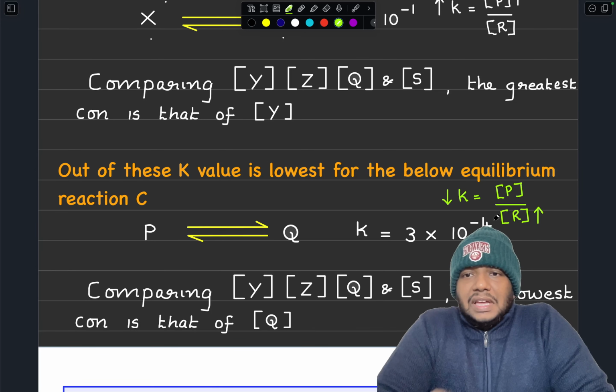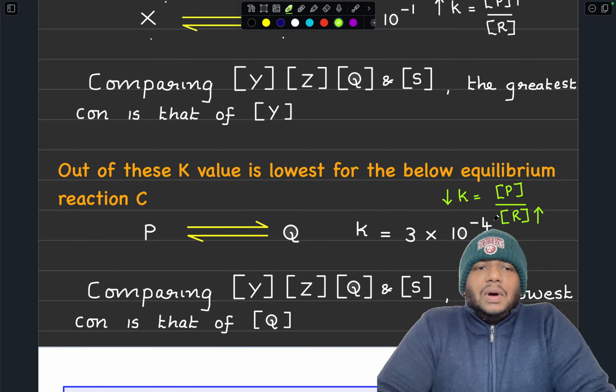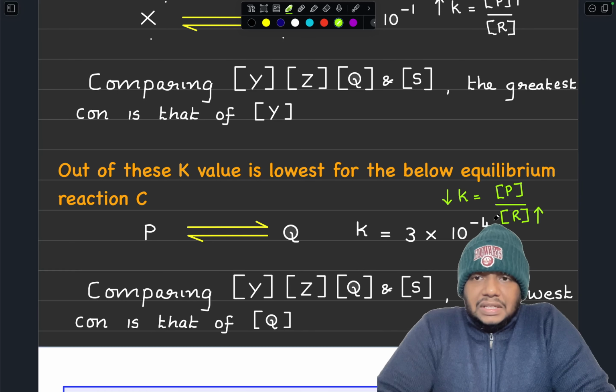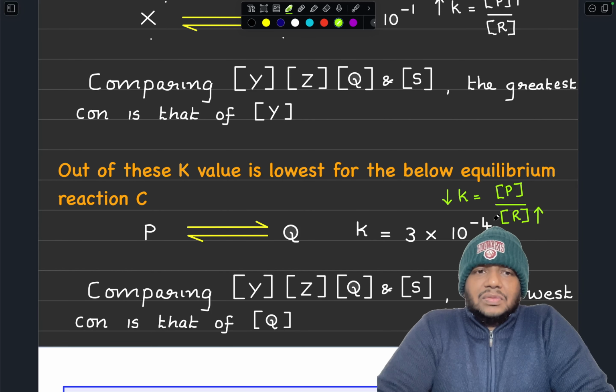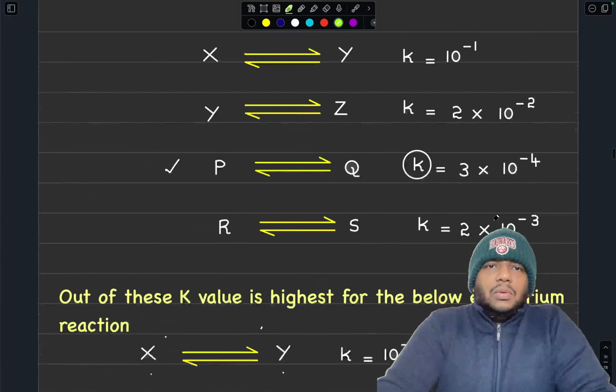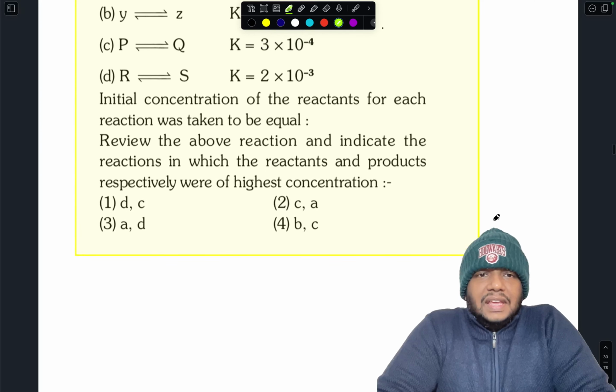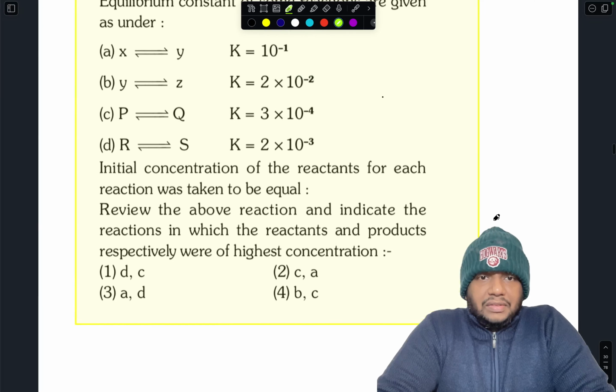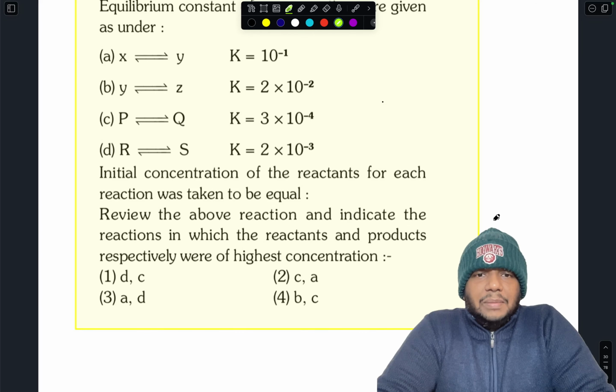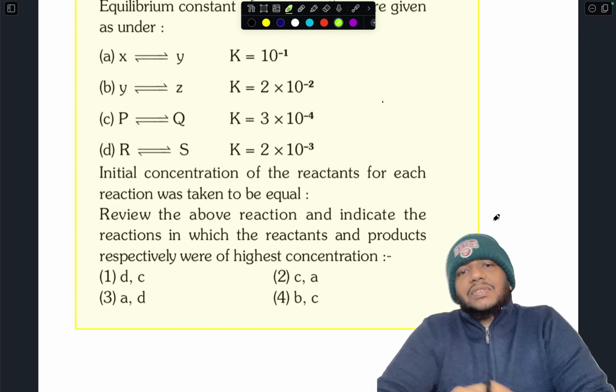Okay, so they are inversely related. So I can say the reactant concentration in this case would be higher. Now you read the question again. They are saying review the above reaction and indicate in which the reactant and product were of highest concentration.